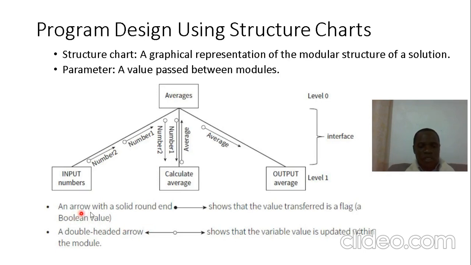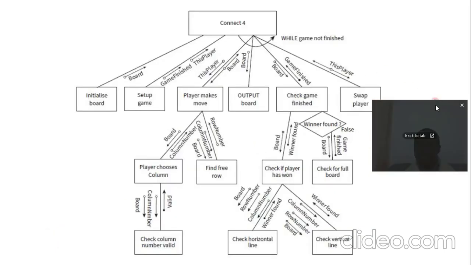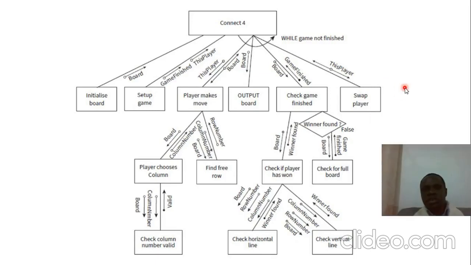So we have a few definitions: an arrow with a solid round end, like this solid one, shows a Boolean value, and then we have these with double arrows on either side. It shows that the variable value is updated within the module. So within that module, the value of that variable is updated. We can look at a lot of exam questions to get over this. Some of the diagrams look really big like that, because here we are looking at Connect 4 and it has all this under it. All right, so we have those repetitive actions here.